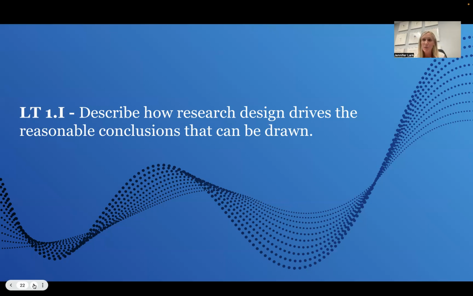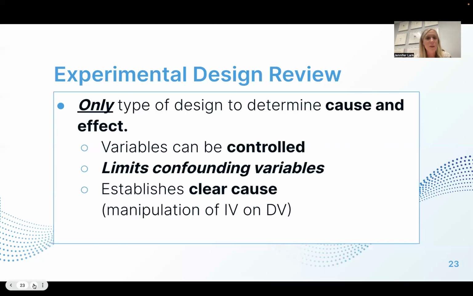Okay, last little thing we're going to do together online here is think about how research design drives the conclusions that we can draw, again, based on the type of research that we're doing, as this applies to the true experiment. So as a reminder, the true experiment is the only type of design that allows us to determine cause and effect, because we can control variables that we're interested in and limit confounding variables, so we can really isolate the effect of the independent variable on the dependent variable, and that helps us establish clear causation.